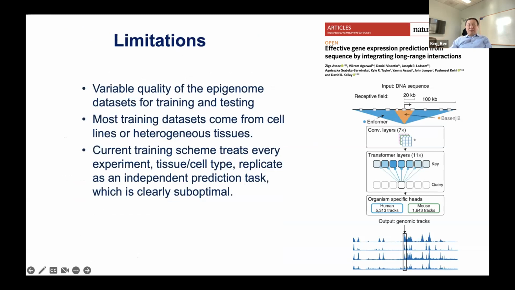Secondly, most training data for such models come from cell lines or heterogeneous tissues. And that makes the performance of such models even worse, because cell lines and heterogeneous tissues are not the same as primary tissue types that carry out physiological functions. And the current training scheme also treats every experiment, tissue, and cell type as an independent prediction task, which is clearly suboptimal, because let's say if I give you 10 different liver tissue datasets, they are related to each other. They're not independent. Therefore, parameters need to be optimized in such a way.